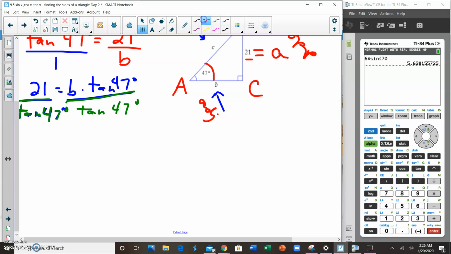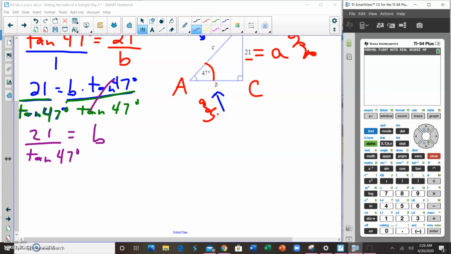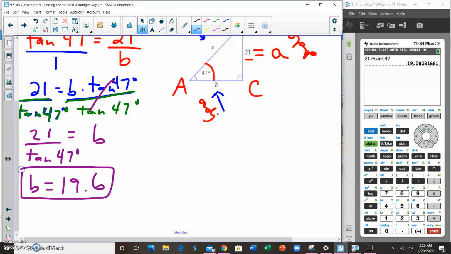All right, so what is B? B is going to end up being, because that's going to cancel, 21 divided by the tangent of 47 degrees. So then you go over here in your calculator. I'm going to clear out what we did before. I'm going to take 21 divided by the tangent of 47 degrees, and I'm going to hit enter. And so that length B, that side, is going to be equal to 19.6, because once again, I'm rounding to the nearest tenth. So there's my B, 19.6.